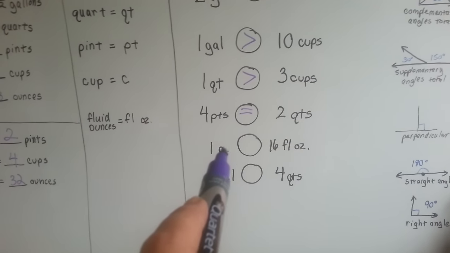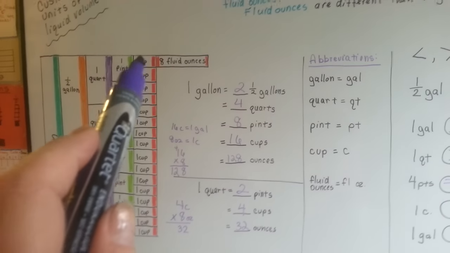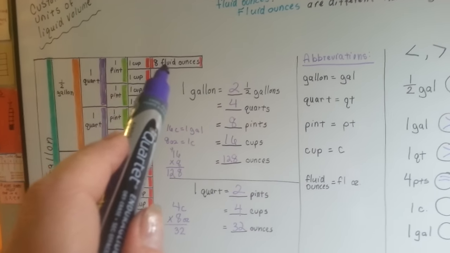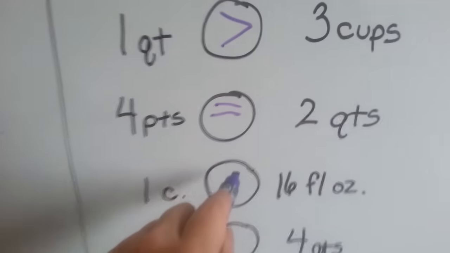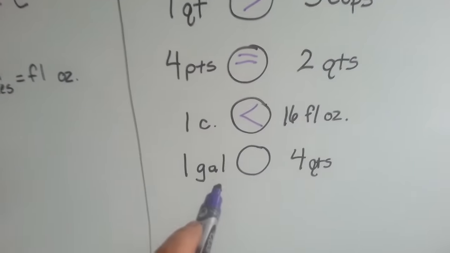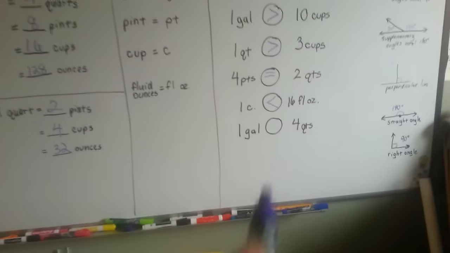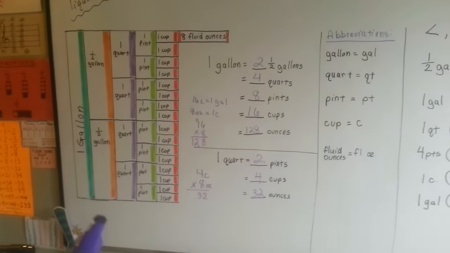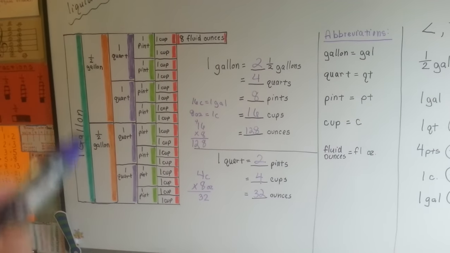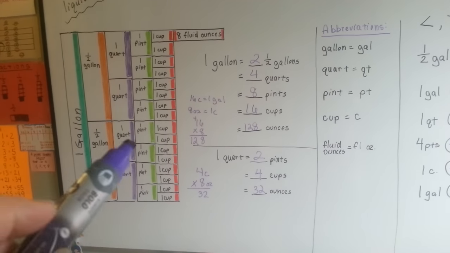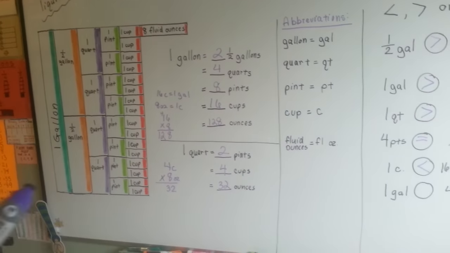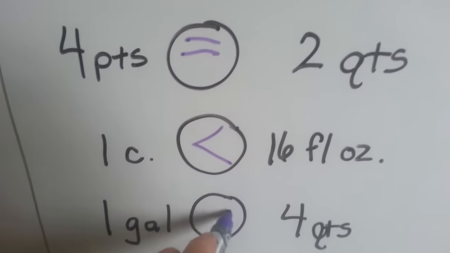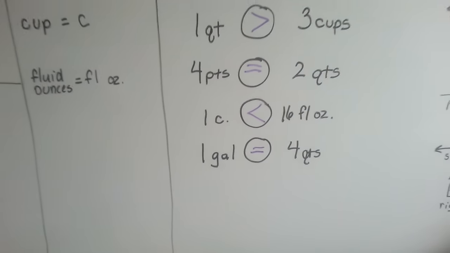Which one is bigger, a cup or 16 fluid ounces? Well, only 1 cup is 8, so 16 fluid ounces is bigger than 1 cup, right? That would have been 2 cups, so that one's bigger. Less than, greater than, or equal to, 1 gallon and 4 quarts. That's the last one. 1 gallon or 4 quarts. Here's 1 gallon, the green, and look, 1, 2, 3, 4 quarts. 4 quarts are in a gallon, so they're equal, okay? The purple is equal to the green one. So those are equal. There are 4 quarts in a gallon, okay?